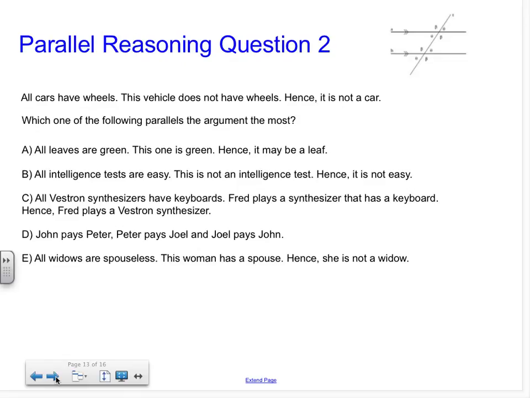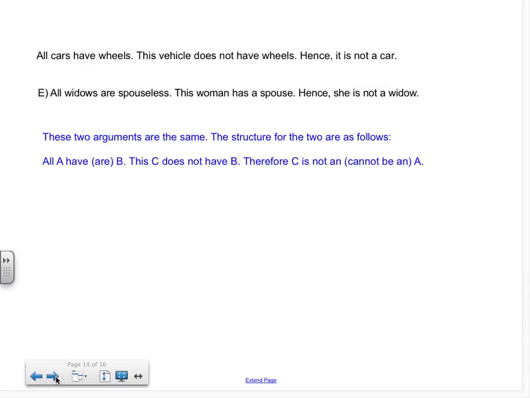Let's try another one, shall we? Please take a moment to read through the following question, parallel reasoning question number 2. Press pause, and when you're ready to continue, press play. We will continue. Let's take a look at the argument together. So we have the following argument. All cars have wheels. This vehicle does not have wheels, hence it is not a car.